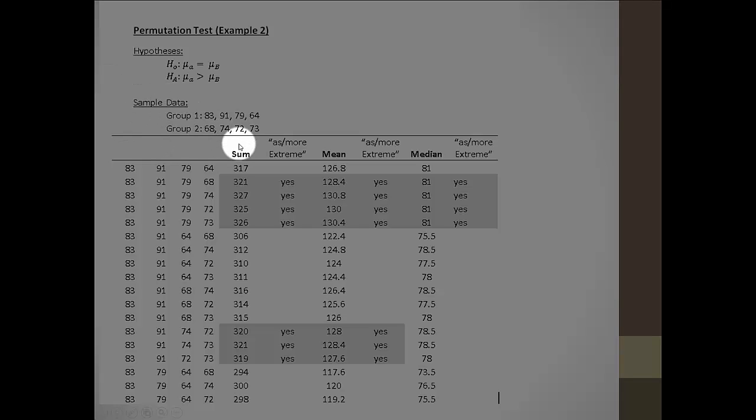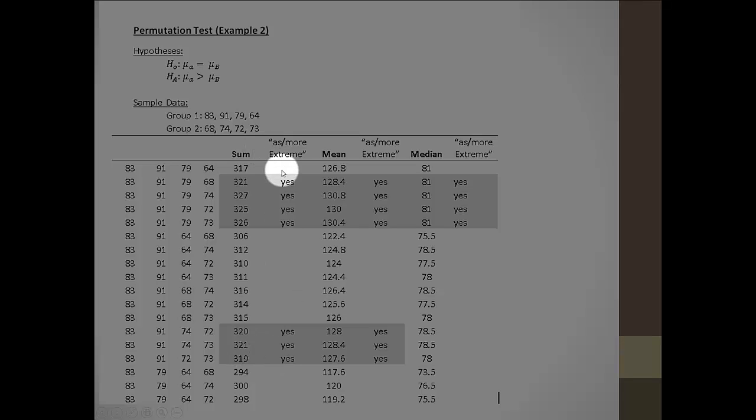What I'm doing now is, in the first one, I have the sum. The sum of the 4 numbers in the actual sample we had for group 1 was 317. The next possible sample had a sum of 321. I should have put a yes next to the 317 because it's as or more extreme than what we observed. But so is 321. By extreme, we mean in the direction of our alternative hypothesis. So 321 is greater than 317, so that's as or more extreme. If we pull down here to 310, it would not be. If we get down here to 319, it is.